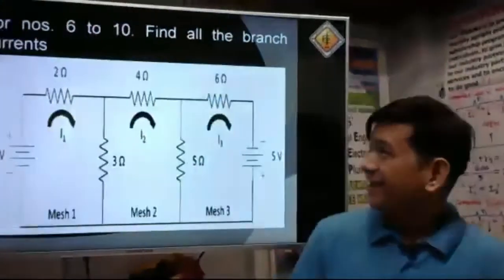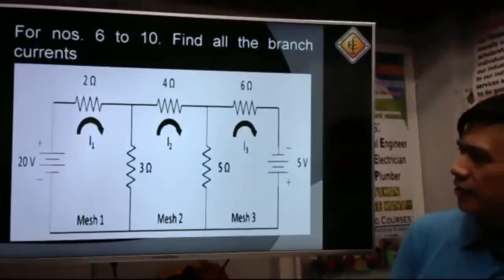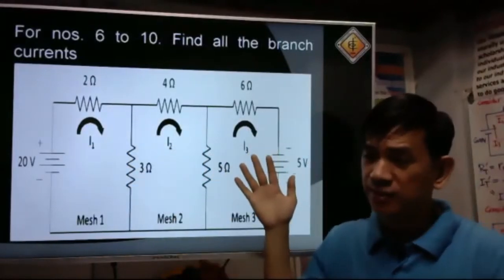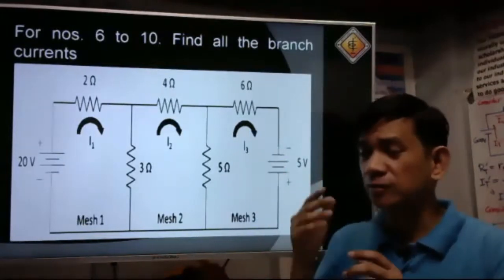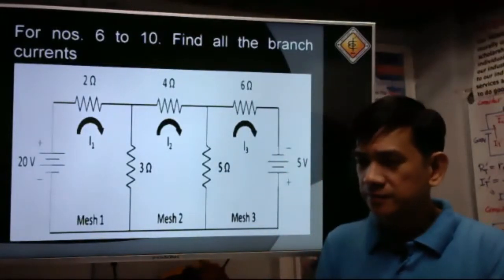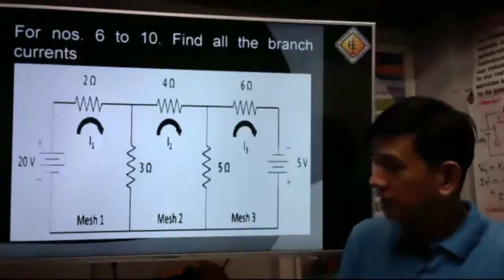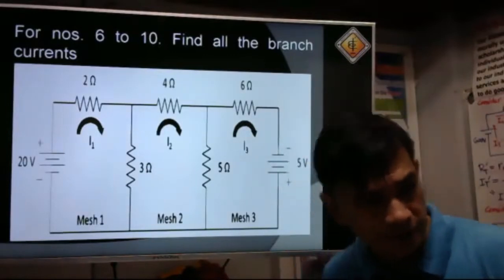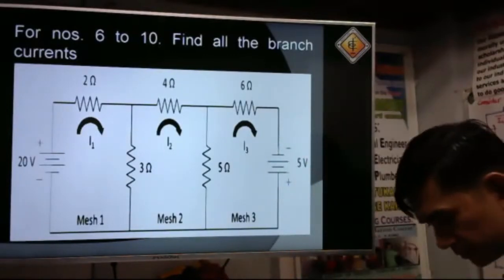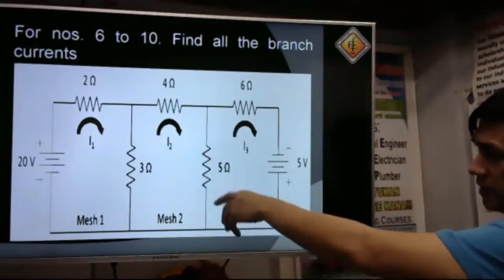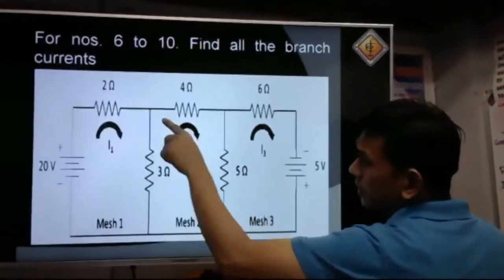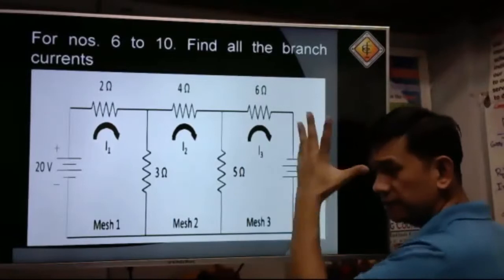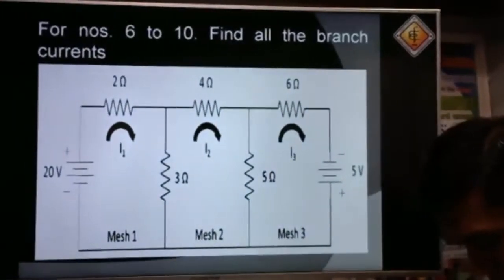So, 6 to 10 tayo. Actually, I already solved this when we were in Maxwell's mesh method. We should have the same answer. You can go back to your notes, pwede mo balikan yung notes ninyo doon. I will redraw the circuit, guys. You may copy this one. Just make this as I1, I2, and I3. I will have here I4 and I5. So there will be 5 currents that we will be solving now.